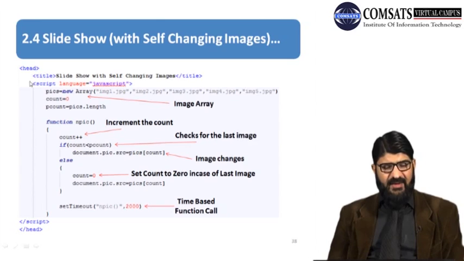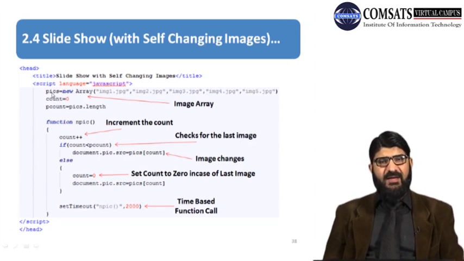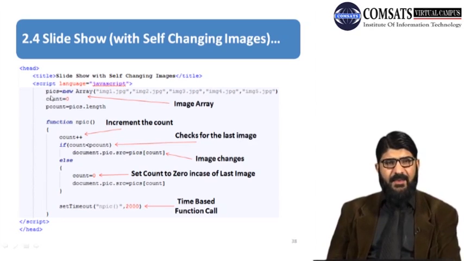The head tag is started, the title tag is mentioned, slideshow with self-changing image, the script language is mentioned as JavaScript. pics, a new array is created where the 5 images, image 1, image 2, image 3, image 4 and image 5 are created. The count is assigned the default value, that is 0, and then the pics count is mentioned with the pics length.